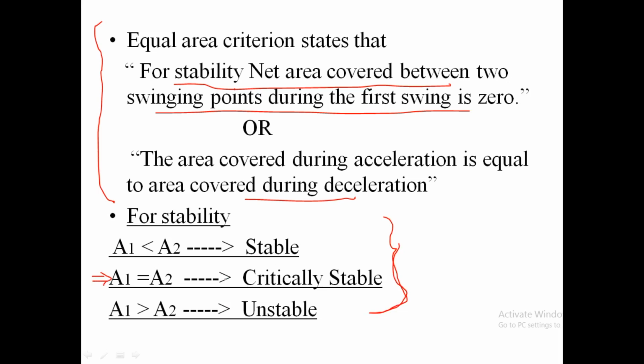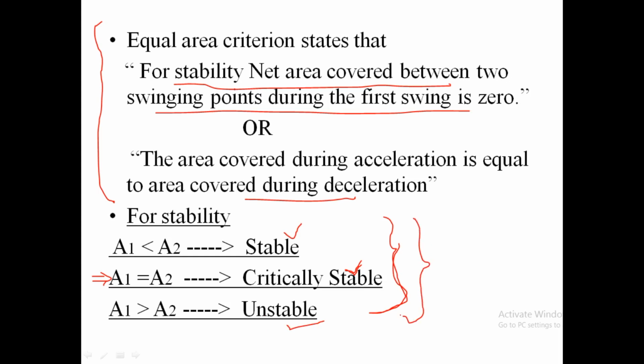A1 equal to A2 is a margin. That means at that point it will become critical. It is the maximum point for stability, that is, it is critically stable. It is the marginal point for stability. Whenever A1 is less than A2, that means the accelerating area is less than the decelerating area, this machine is stable. Whenever the accelerating area is more than the decelerating area, this machine is unstable. So these are the conditions for stability.